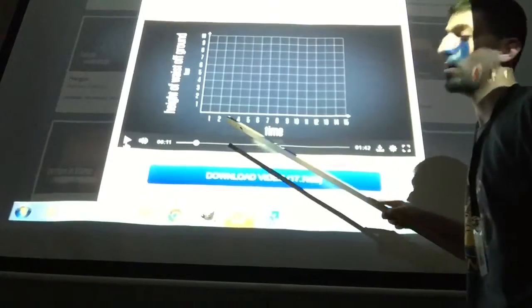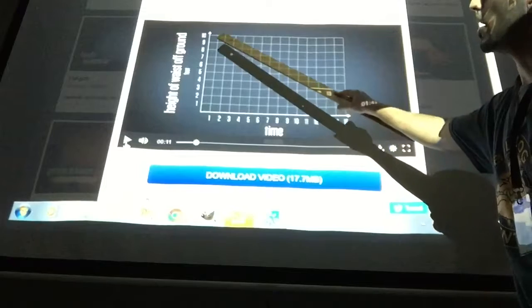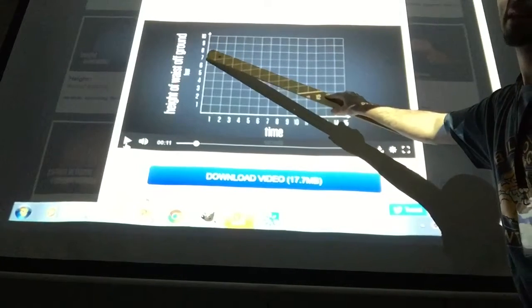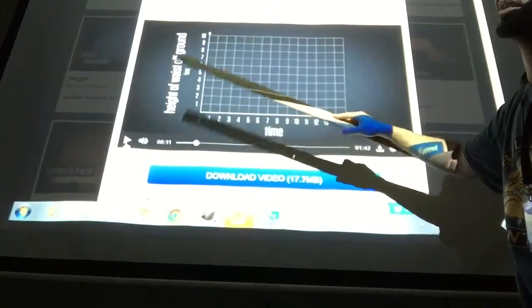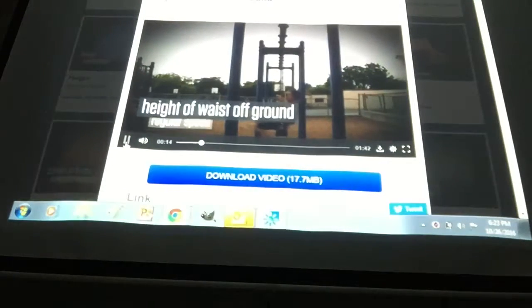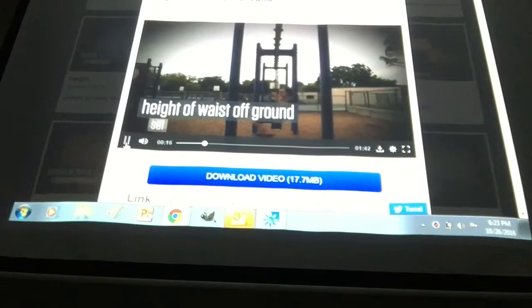Okay. Now I'm going to give you the hint right now. He's going to start at 7, and then the lowest point of the swing is going to be 2. All right. So let's take a look at what this looks like. So here's the first clip, in regular motion.